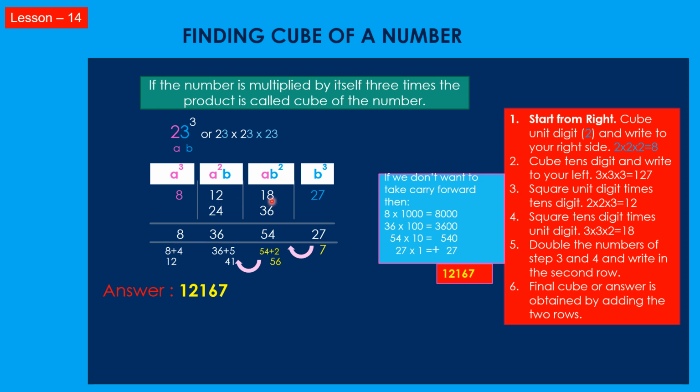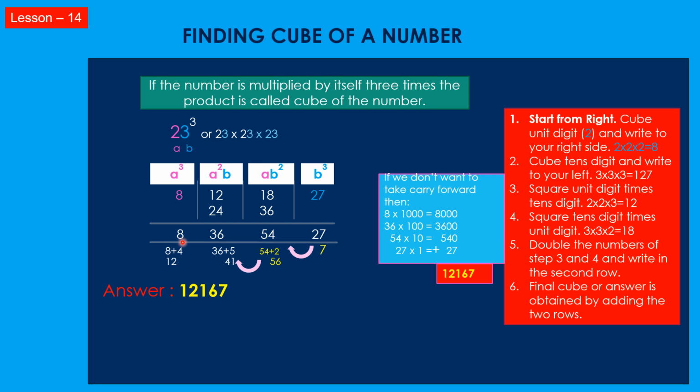Next step, you double the middle numbers. So the middle numbers are 12 and 18. You double 12, you get 24, and 18, when you double, you get 36. Then you add up both rows in each column. So 27 comes here, 18 plus 36 is 54, 12 plus 24 is 36, and then 8 comes here, right?